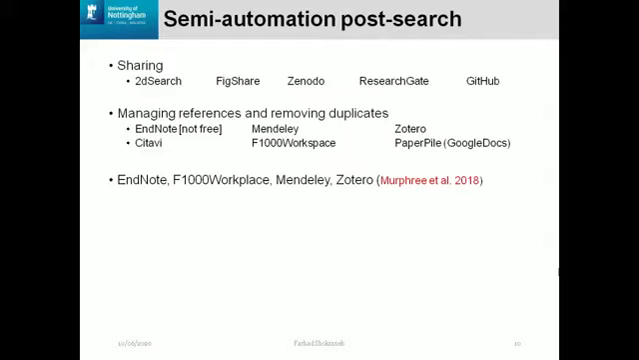It compares these 4 tools, EndNote, F1000 Workplace, Mendeley, and Zotero, and then gives you good hints on when to use each one of these and what are the advantages and disadvantages of these tools. The citations that I've highlighted and written in red color are the independent reviews, and I'm going to tell you what I mean by independent reviews.